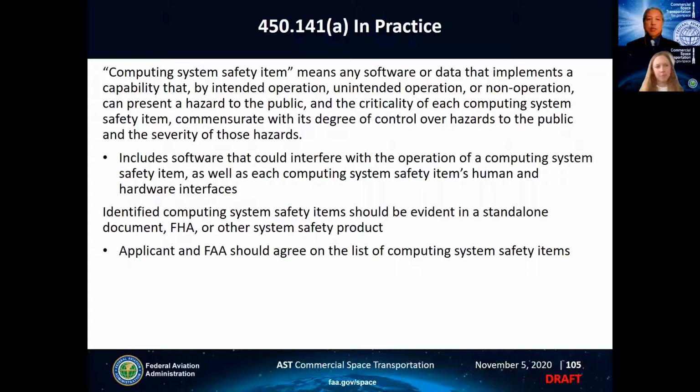Now, a computing system safety item is a fairly broad term. It includes software or computing systems that could interfere with the operation of a computing system safety item, as well as each computing system safety item's human and hardware interfaces. Each identified computing system safety item should be made evident in one or more standalone documents, or FHA or other system safety products. The applicant and the FAA should work to agree on the list of computing system safety items during pre-application consultation. Next slide.